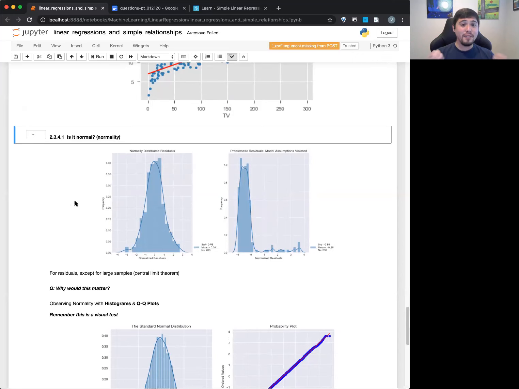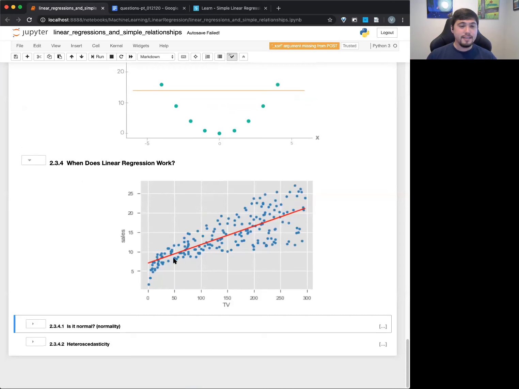Normality is not about the data. It's about how far off the data points are. It's the residuals. What that means is that it's not that the data is normally distributed. It's that the data points around the model itself are normally distributed.